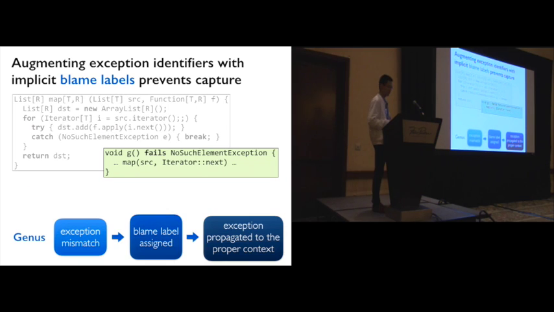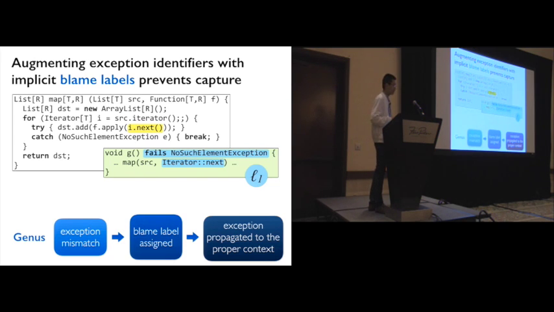Returning to our map example, the calling code here passes the method next of iterator to map. Because next declares no NoSuchElementException, we have an exception mismatch, and a blame label L1 is assigned for this mismatch. The context is then required to handle this extra exception. In this case, the context handles it by converting it to a failure.